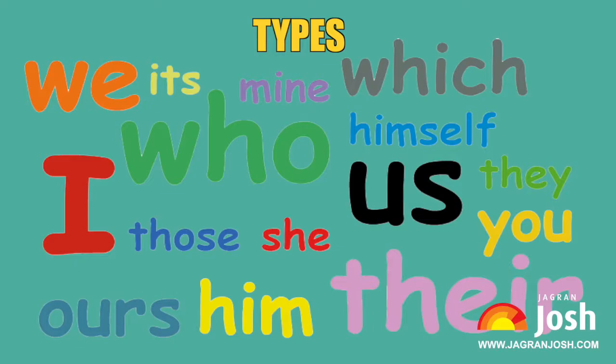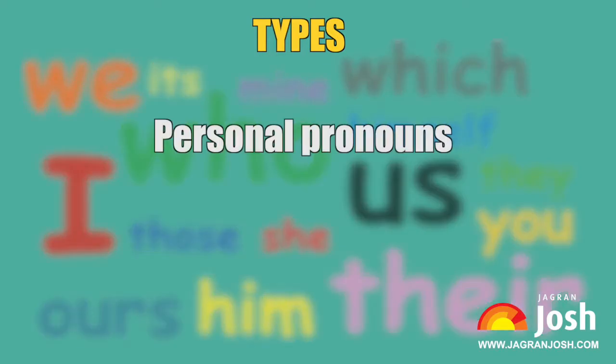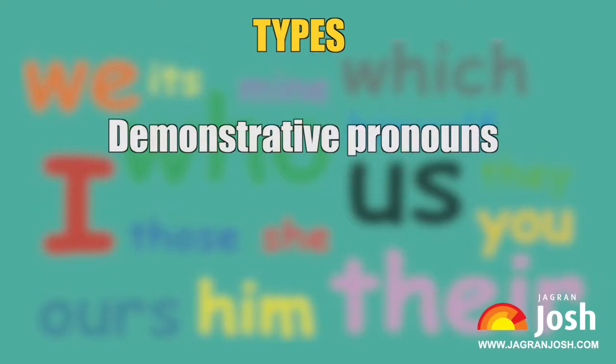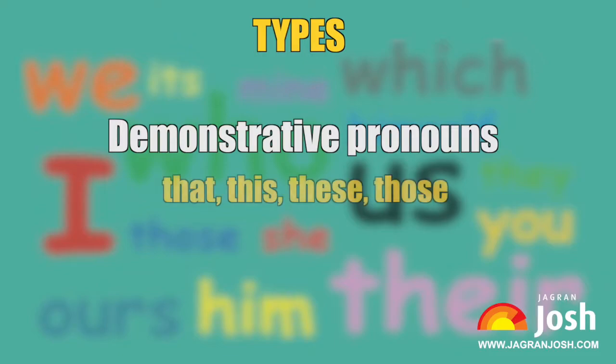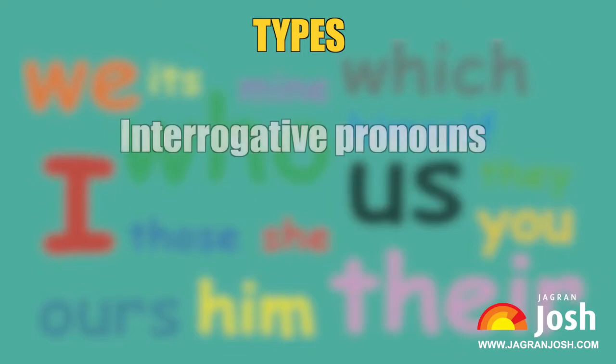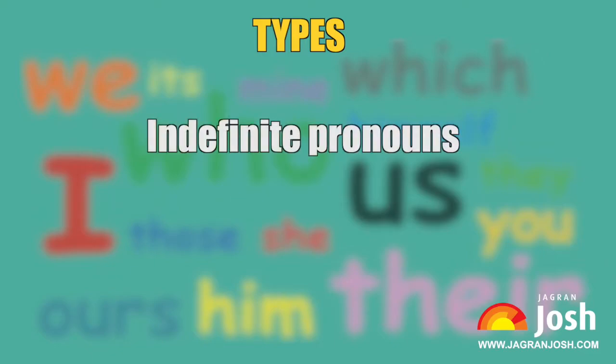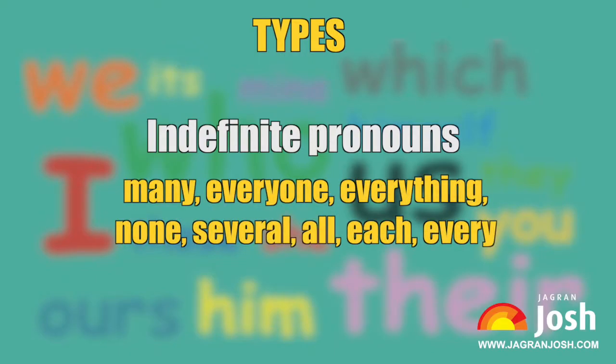Types. There are several kinds of pronouns, including personal pronouns, for example, he, they, she, it. Demonstrative pronouns, for example, that, this, these, those. Interrogative pronouns, for example, which, who. Indefinite pronouns, for example, many, everyone, everything, none, several, all, each, every.